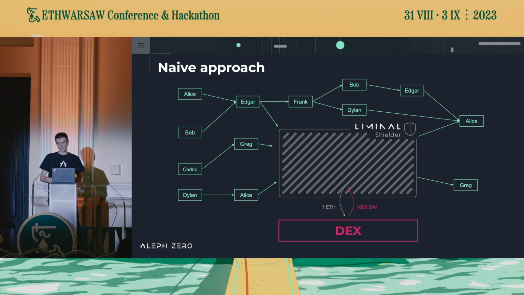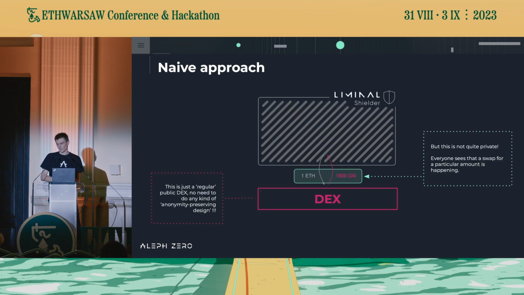So suppose we have such a user, and this user is making a swap on a DEX, exchanging one ETH for, let's say, 1,800 DAI. What is happening here is that the DEX in the picture is simply a public DEX. So this would be a regular Uniswap contract. Nothing fancy, nothing ZK for sure. The only thing with some privacy cryptography in this picture is the shielder. So the user is withdrawing from the shielder, making the swap, and coming back to the shielder with a different token.